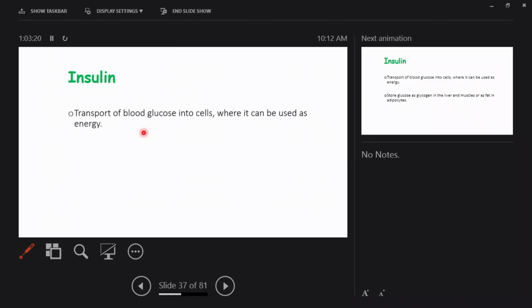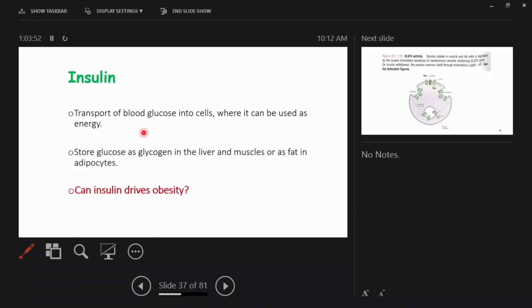Insulin is responsible to transport blood glucose into cells where it can be used as energy. So insulin is also responsible to increase the storage of glucose as glycogen in the liver and muscle, or as fat in adipocytes. Some of the glucose in the blood will be stored as glycogen in the liver and muscle, and some of the glucose can be used to produce adipocytes.